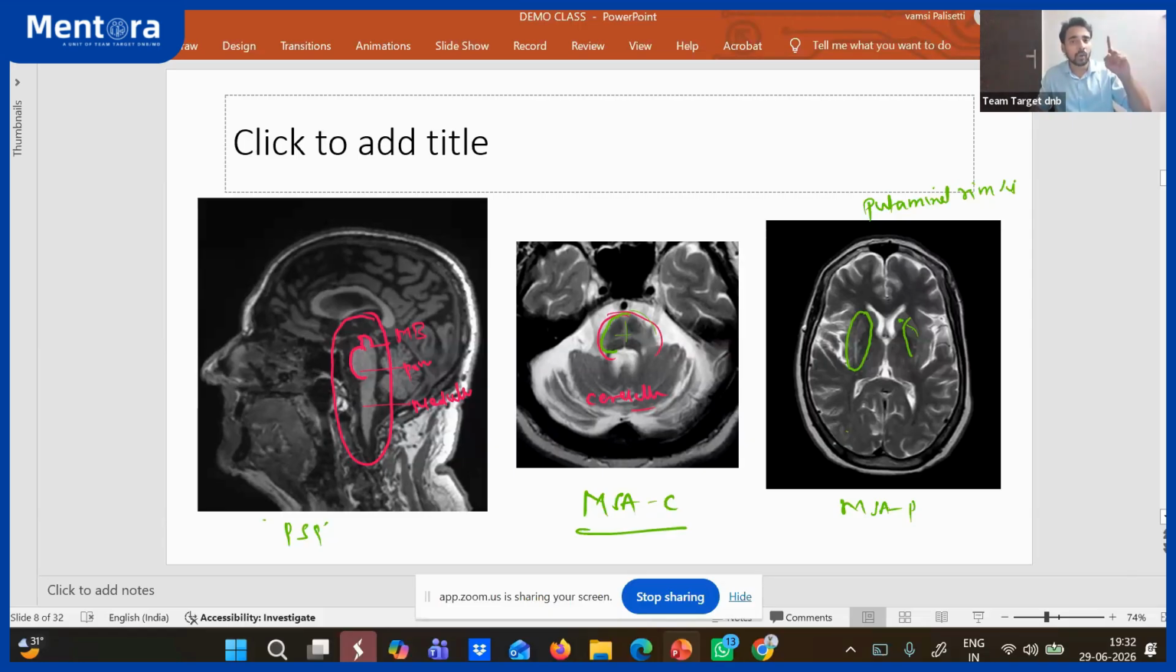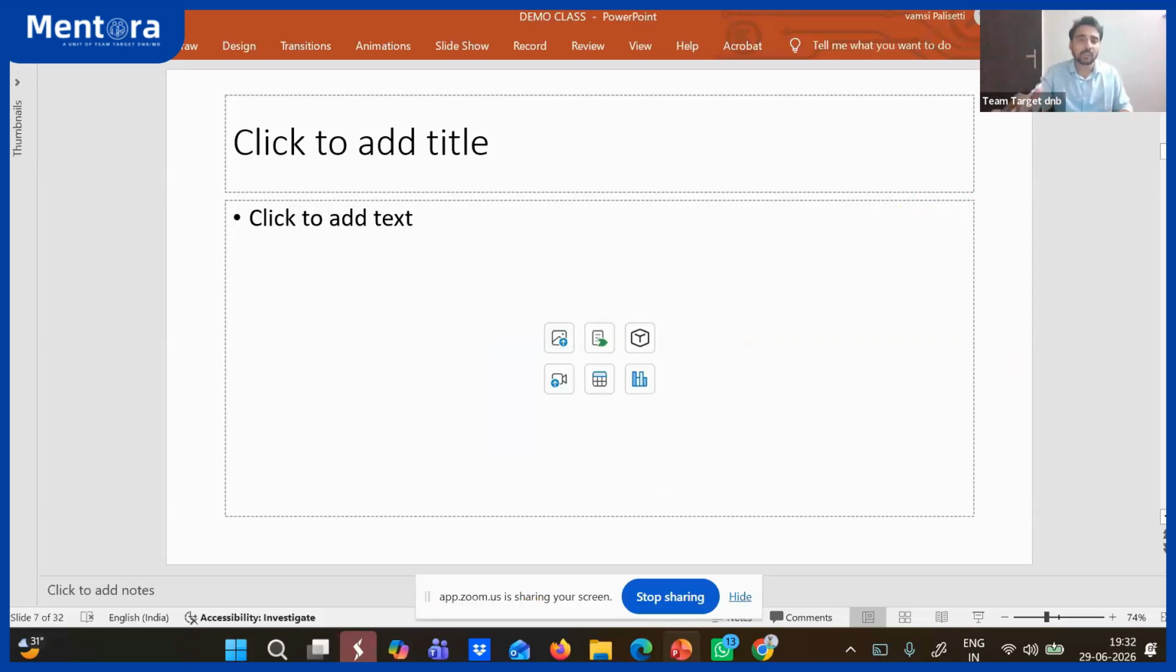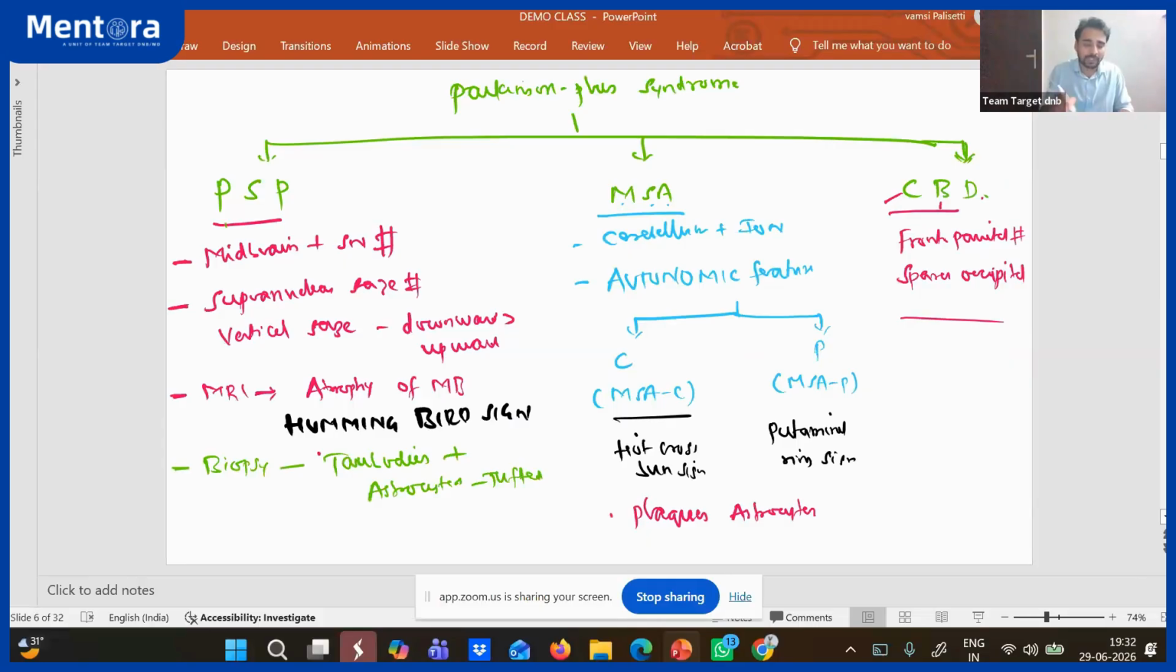But Parkinson plus, they are always asymmetrical. They have rigidity, akinesia, but tremors are less. Right. And their response to levodopa is poor and the survival is very, very less. When we come to Parkinson plus syndrome, you have three features: one is progressive supranuclear palsy, multiple system atrophy, and corticobasal degeneration.